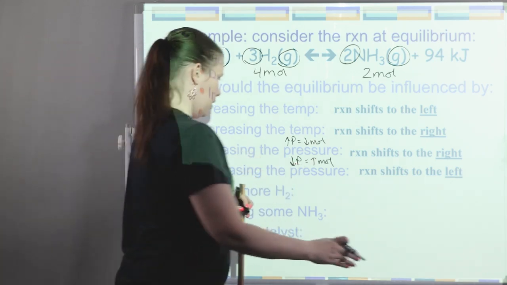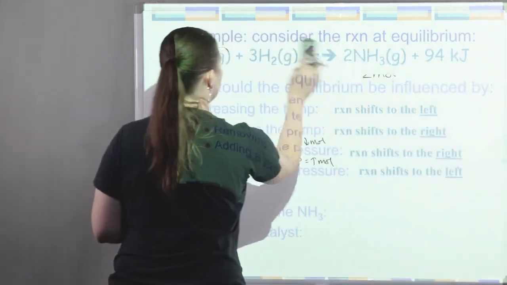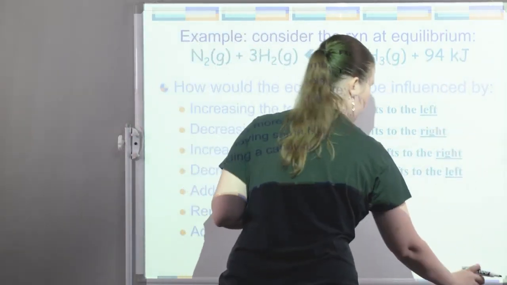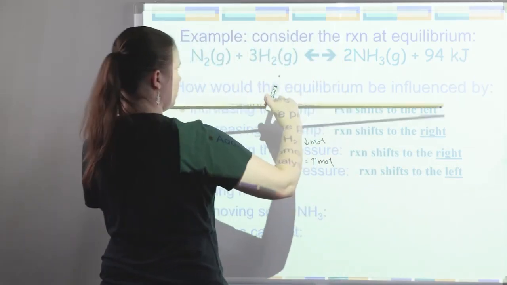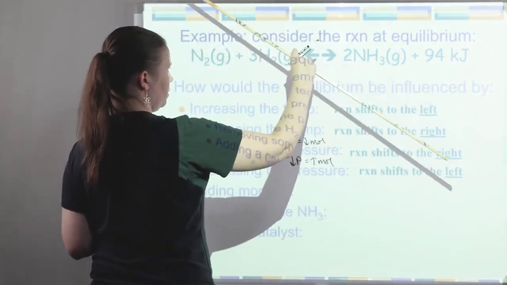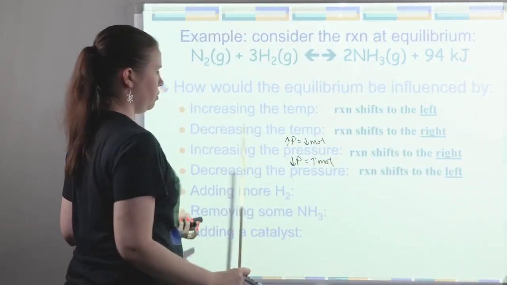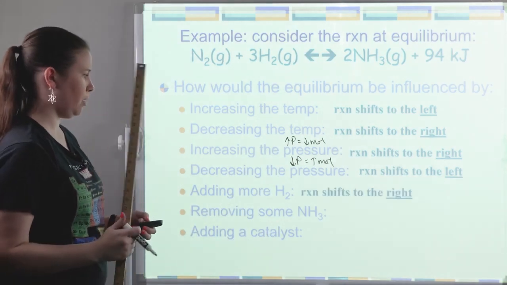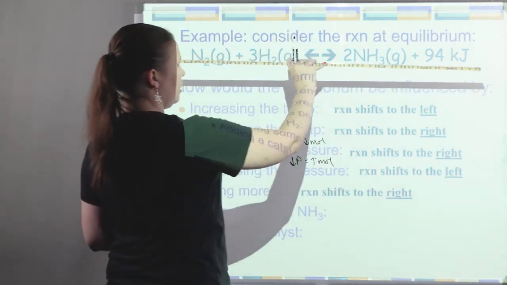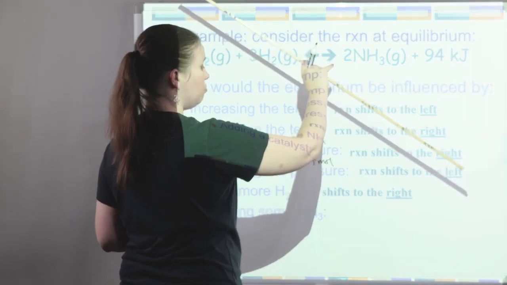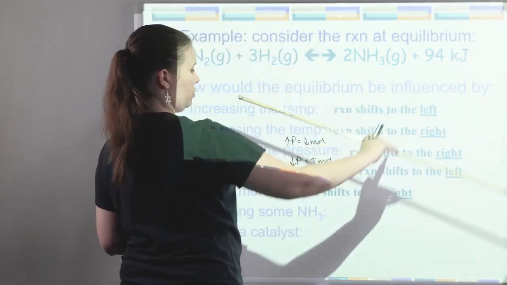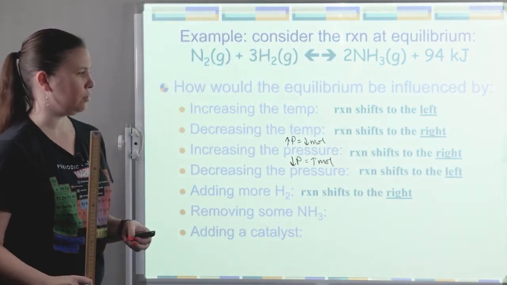All right, let's look at adding some H2, which is one of our reactants. So what happens if the stress is that there are more reactants? Well, then we would want to use those up and therefore shift to the right. Removing NH3, removing the product. Well, then I want to replace the product. So again, that's actually also going to be a shift to the right.